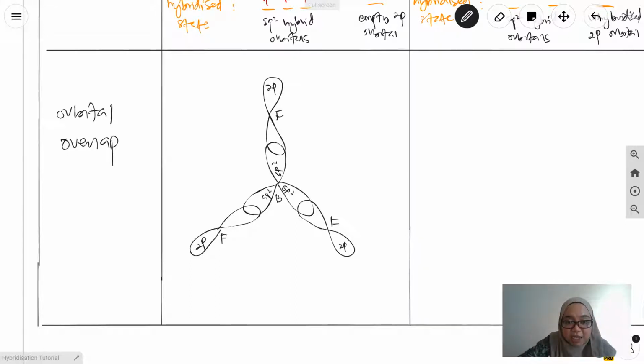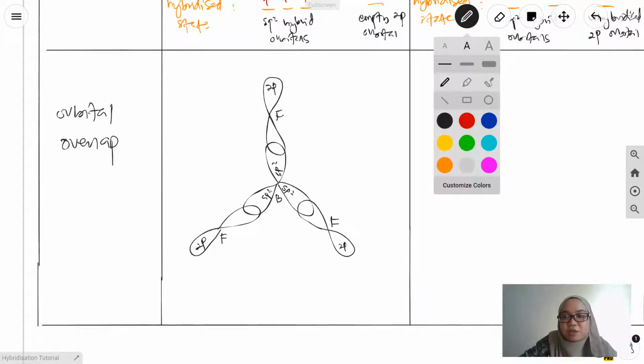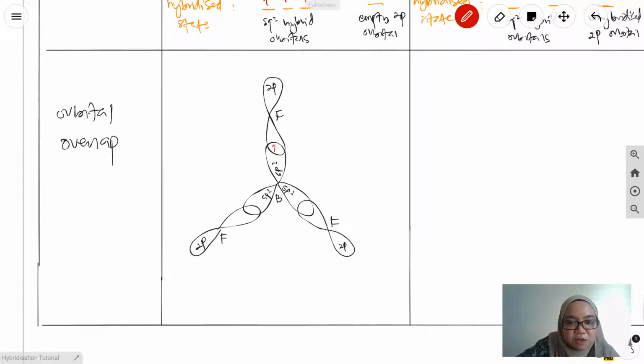So we can see that one sp2 hybrid orbital of the boron atom will overlap with one 2p orbital of fluorine to form a sigma bond. So this one will have this electron. Draw this inside the overlapping, this one also, this one also. And then you label it sigma, sigma, sigma. So this is how you draw it.